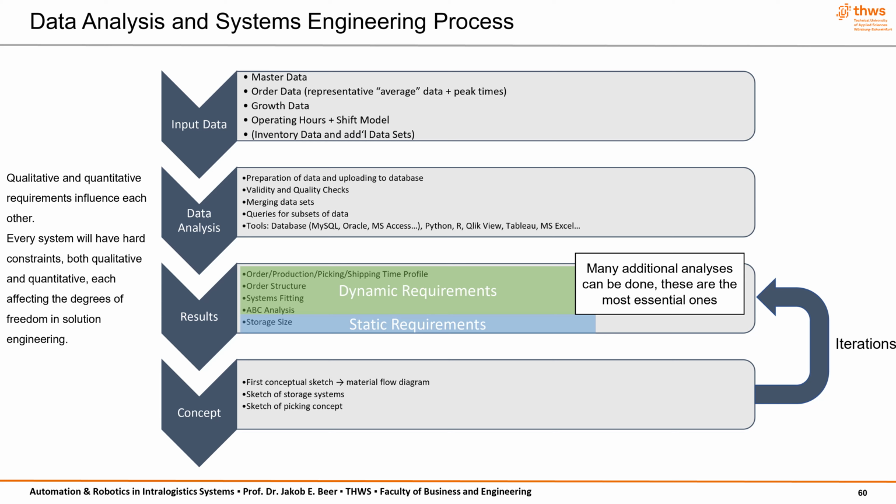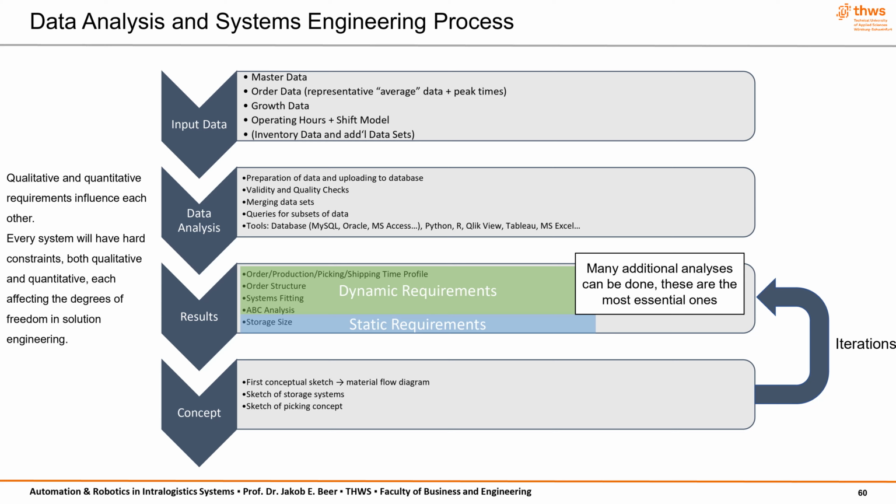Stage 4. Concept from requirements to design. Armed with our requirements, we begin sketching the system concept. First, we build a material flow diagram. This shows how goods move through the warehouse, from receiving to storage, picking and shipping. It helps us see bottlenecks, crossings, and flow distances. The material flow diagram may be the most important outcome of the entire engineering exercise.